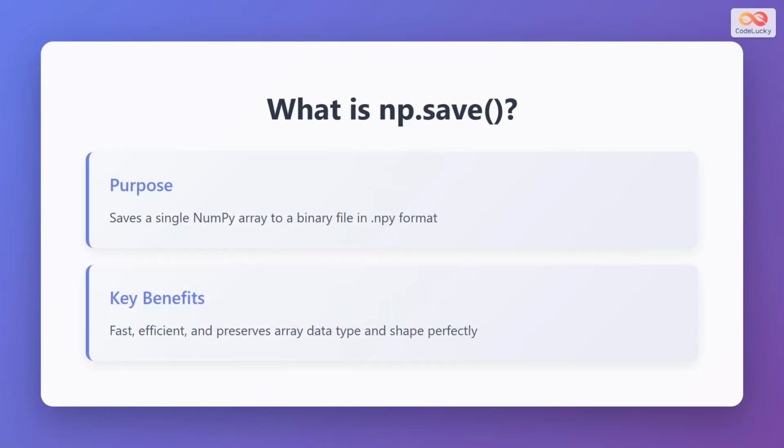np.save is a NumPy function that saves a single array to a binary file in .npy format. The key benefits are that it's fast, efficient, and preserves your array's data type and shape perfectly. This means when you load the array back later, it will be exactly as you saved it, with no loss of precision or information.